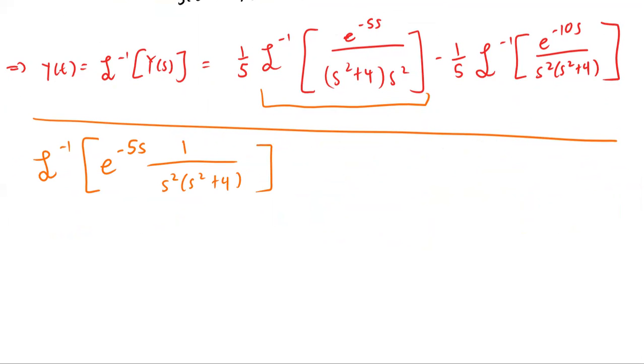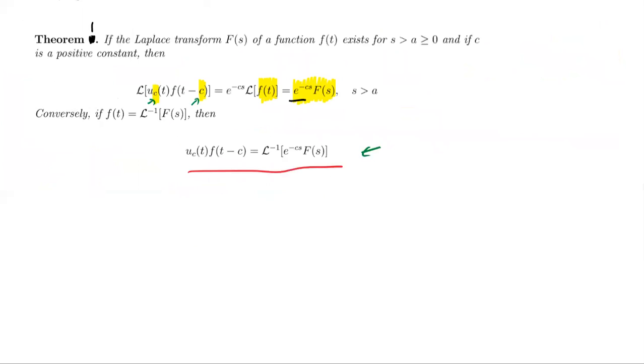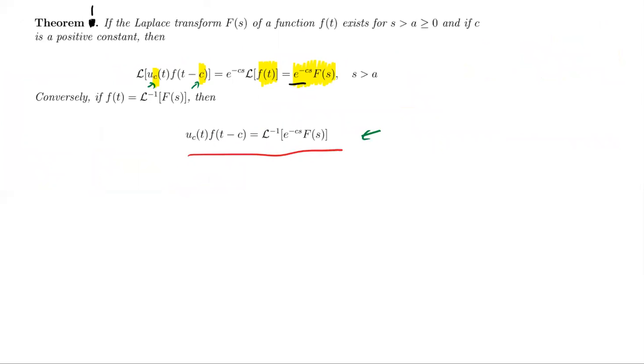Now, why do I write it like this? I want to use theorem 1, sorry, not theorem 2. Why? Because I have a formula for the Laplace inverse of an exponential e to the negative c times s times big F of s. What is that equal to? It's just a step function, which is what's underlined in red here. It's equal to a step function turned on at c times the shifted version, f of t minus c, of whatever function f of t has Laplace transform big F of s.